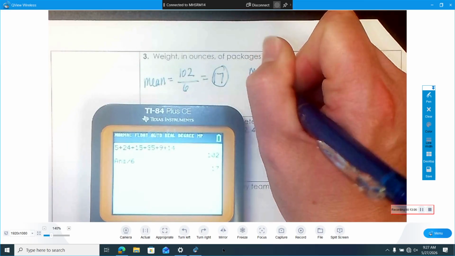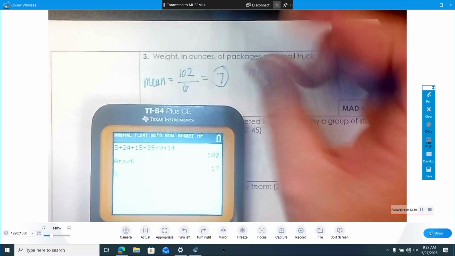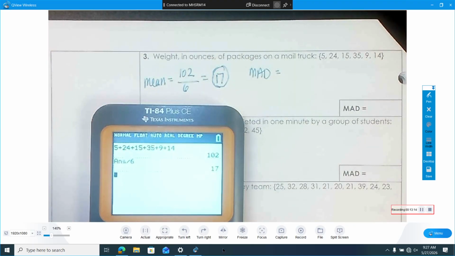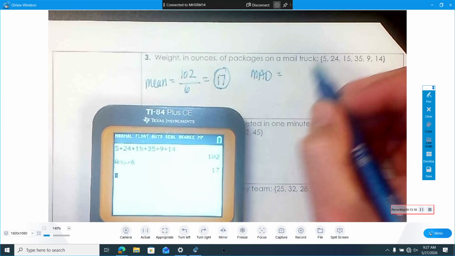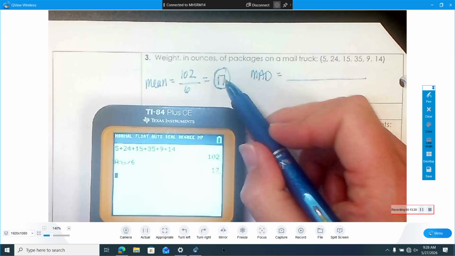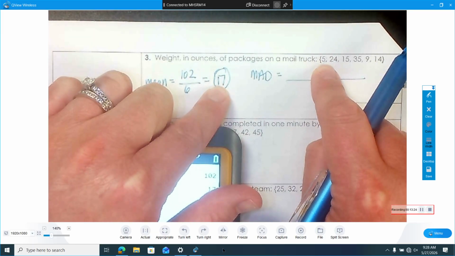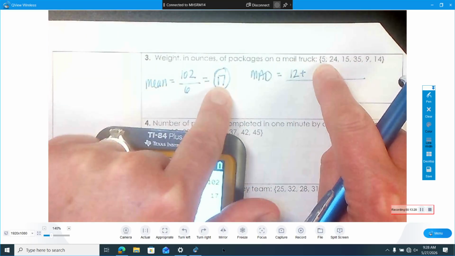Now to calculate the MAD, mean absolute deviation. Deviation is like how far it changes. That's what it means. So, all right. Now the absolute deviation. What's the change between 17 and 5? 12. 17.